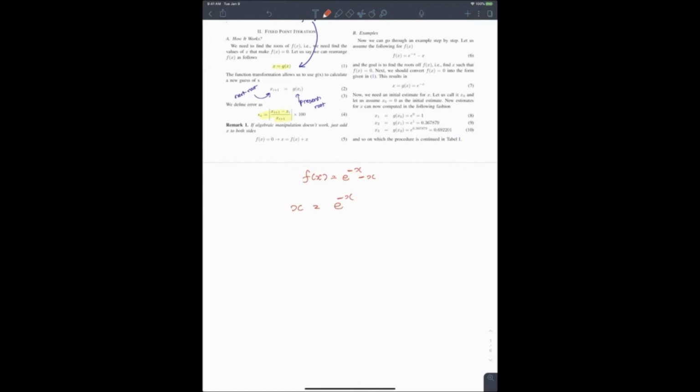So that is an iteration function right there. I can write it as x_{i+1} is e to the power minus x_i. So x1 is e to the power minus x0, x2 is e to the power minus x1, and so on. So that's the iteration. In this example, we are starting at x0 is equal to 0. That's our initial guess.